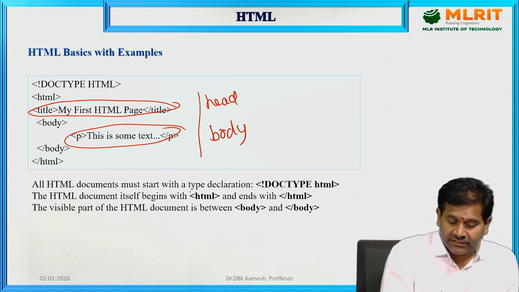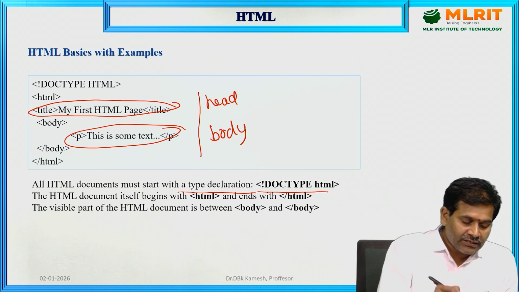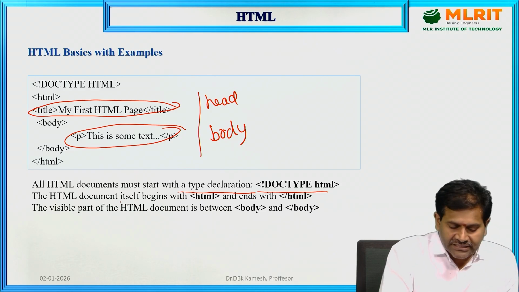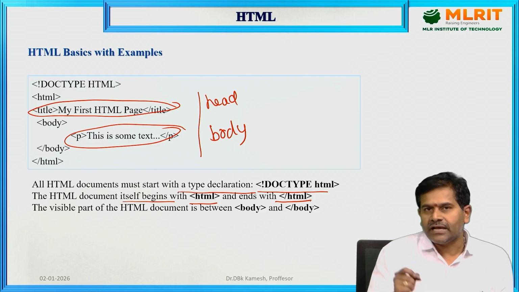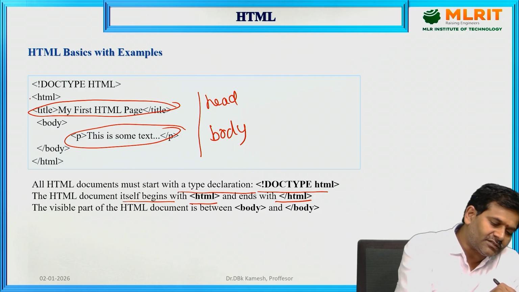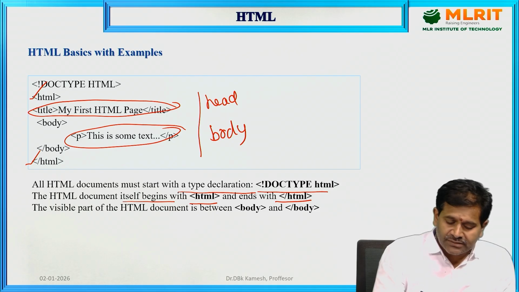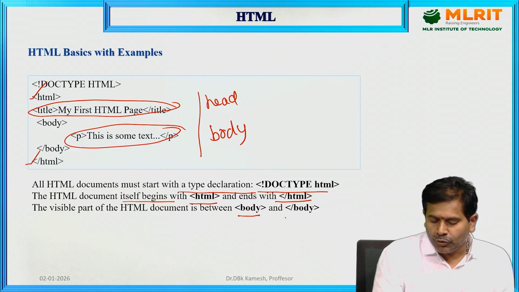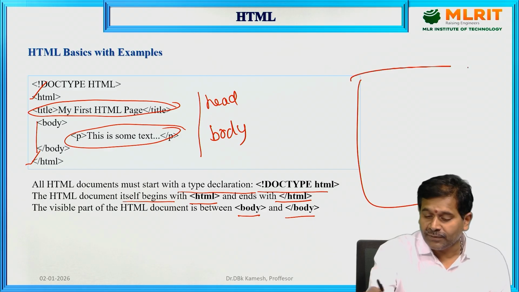All HTML documents must start with a type declaration, called the document type HTML. The HTML document itself begins with HTML and ends with /HTML. So that is the starting and ending. Then the visible part of the HTML document is in between the body tags. So here this is the visible part, so your HTML page is like this.